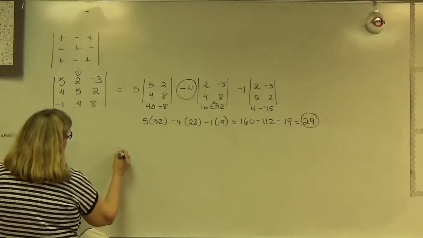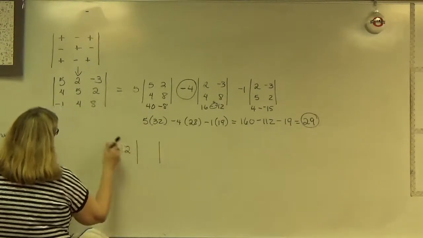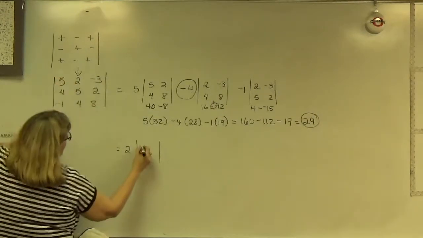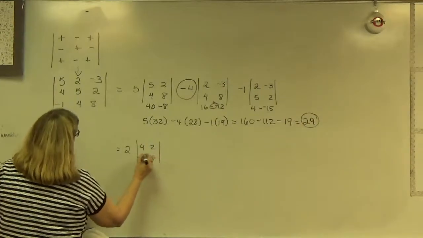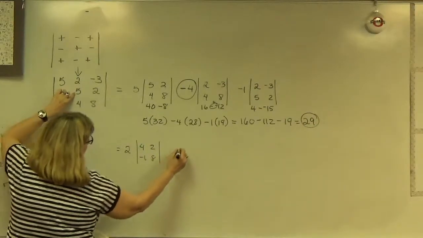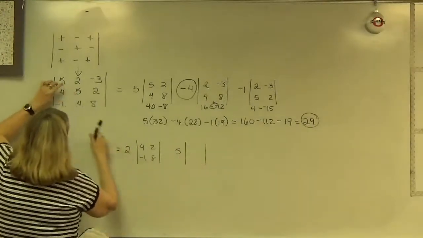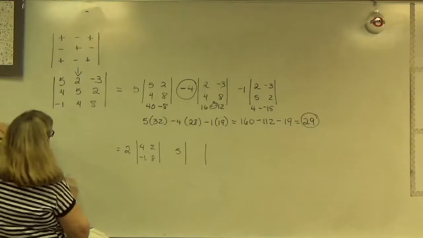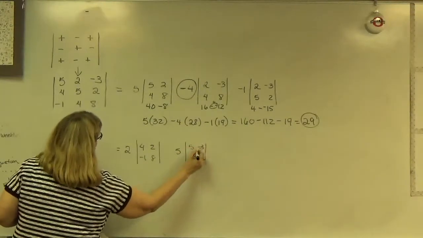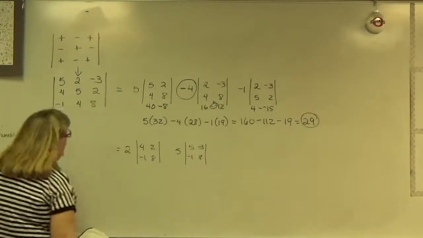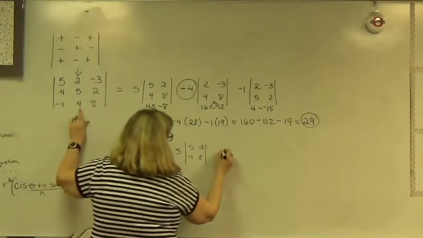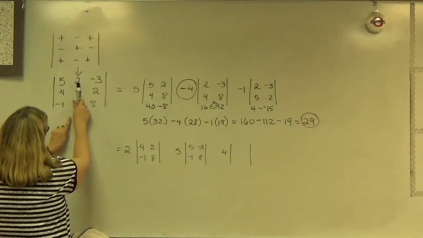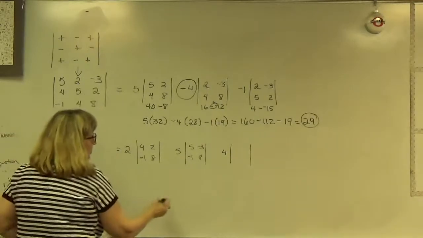So now if we do that expansion, it's going to be 2 times, cover up the row and the column that the 2's in, what do I have left? 4, 2, -1, and 8. Then I go to the next number in that column, which is 5. Cover up the row and column that the 5's in. 5, -3, -1, and 8. And then the last number in that column is 4. Covering up the row and the column that it's in leaves 5, negative 3, 4, 2.